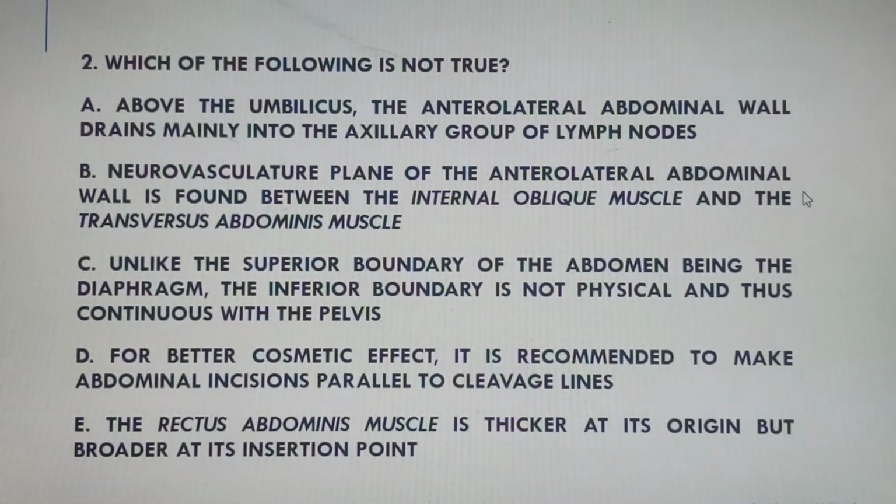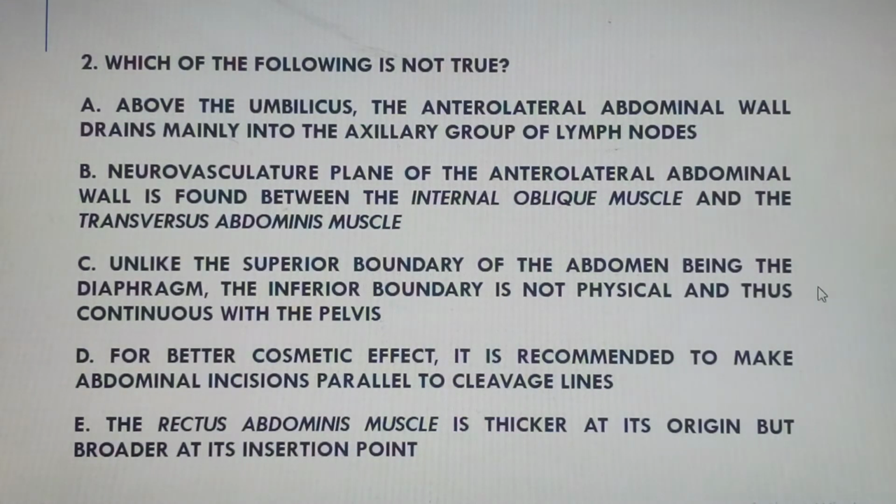And for the deep, it's going to go to the para-aortic, the paracaval or the lumbar lymph nodes, as well as the common and internal iliac group of lymph nodes. So we look at that. Option B says the neurovascular plane of the anterolateral abdominal wall is found between the internal oblique muscle and the transversus abdominis muscle. I've said this times without number, so that's a very true statement.